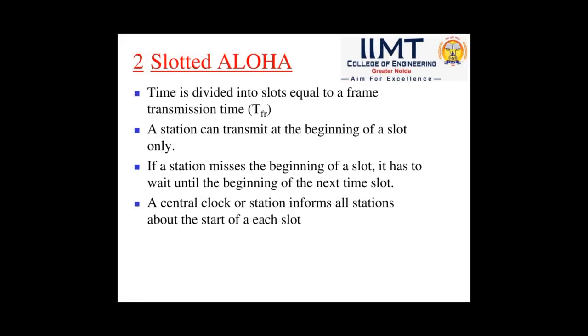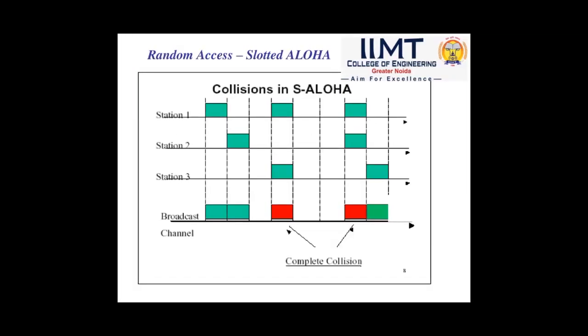After this, the second protocol is slotted Aloha. In slotted Aloha, the time of the channel is divided into slots, and the length of a slot is equal to the frame transmission time. Let us understand this through the diagram. Here the time is divided into different slots, and the length of the slot is the length of a frame. Each station who wants to send data will use the slots one by one.